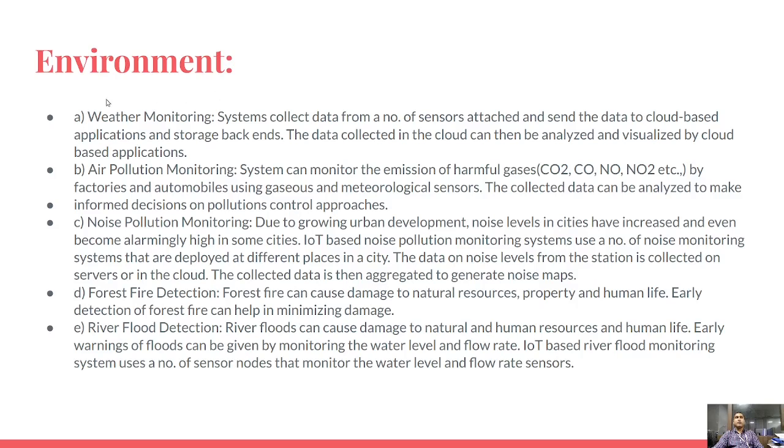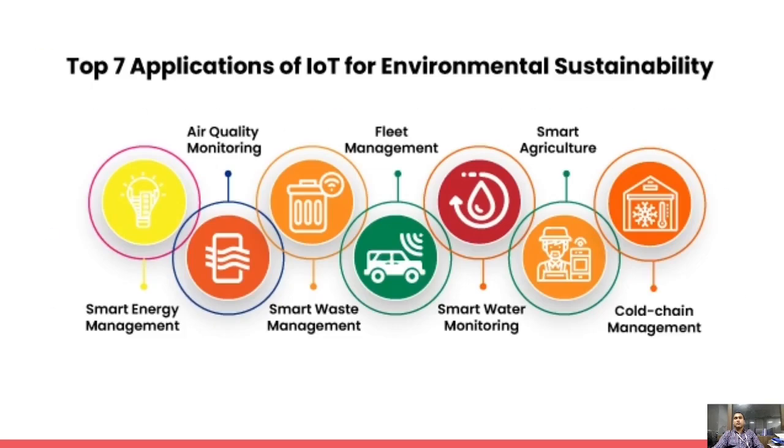Similarly, from the environment point of view also, there are a number of applications, like weather monitoring system, air pollution monitoring, noise pollution monitoring, forest fire detection, river flood detection. So when we talk about the use of Internet of Things for the environment, we can detect the weather of different areas. We can have sensors in different locations, and we can monitor the weather. Air pollution can be monitored in different cities, as well as the noise pollution. Forest fire can be detected.